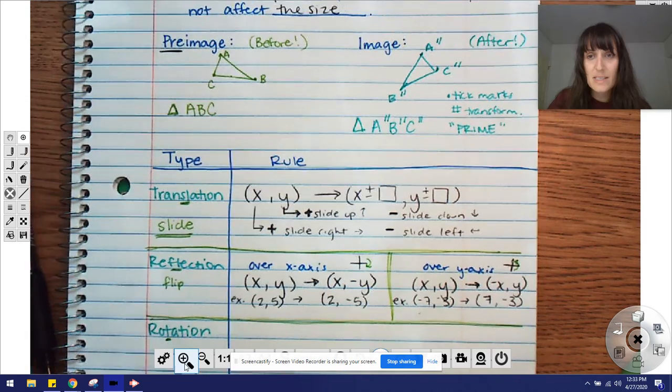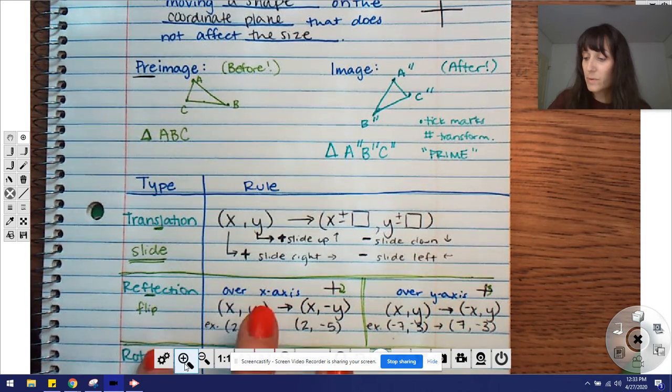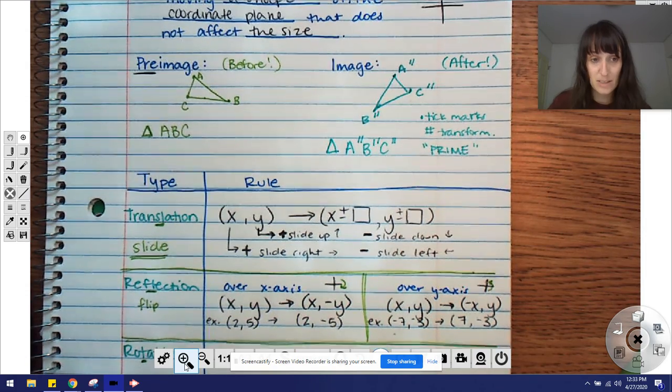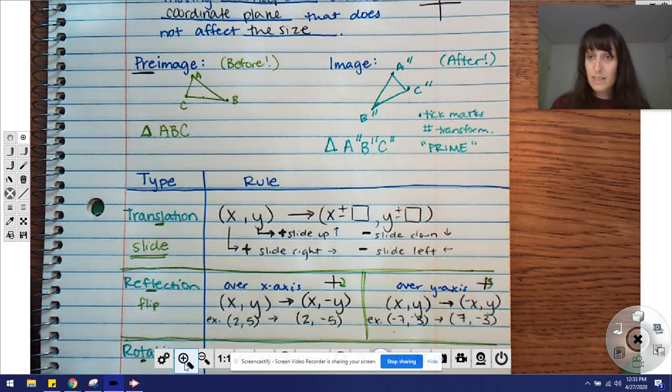So this is an image of our notes so far. Next time, we'll come back and we'll talk about what it means to rotate. You can use these notes in your notebook for the rest of the Desmos activity, as well as the cool down.